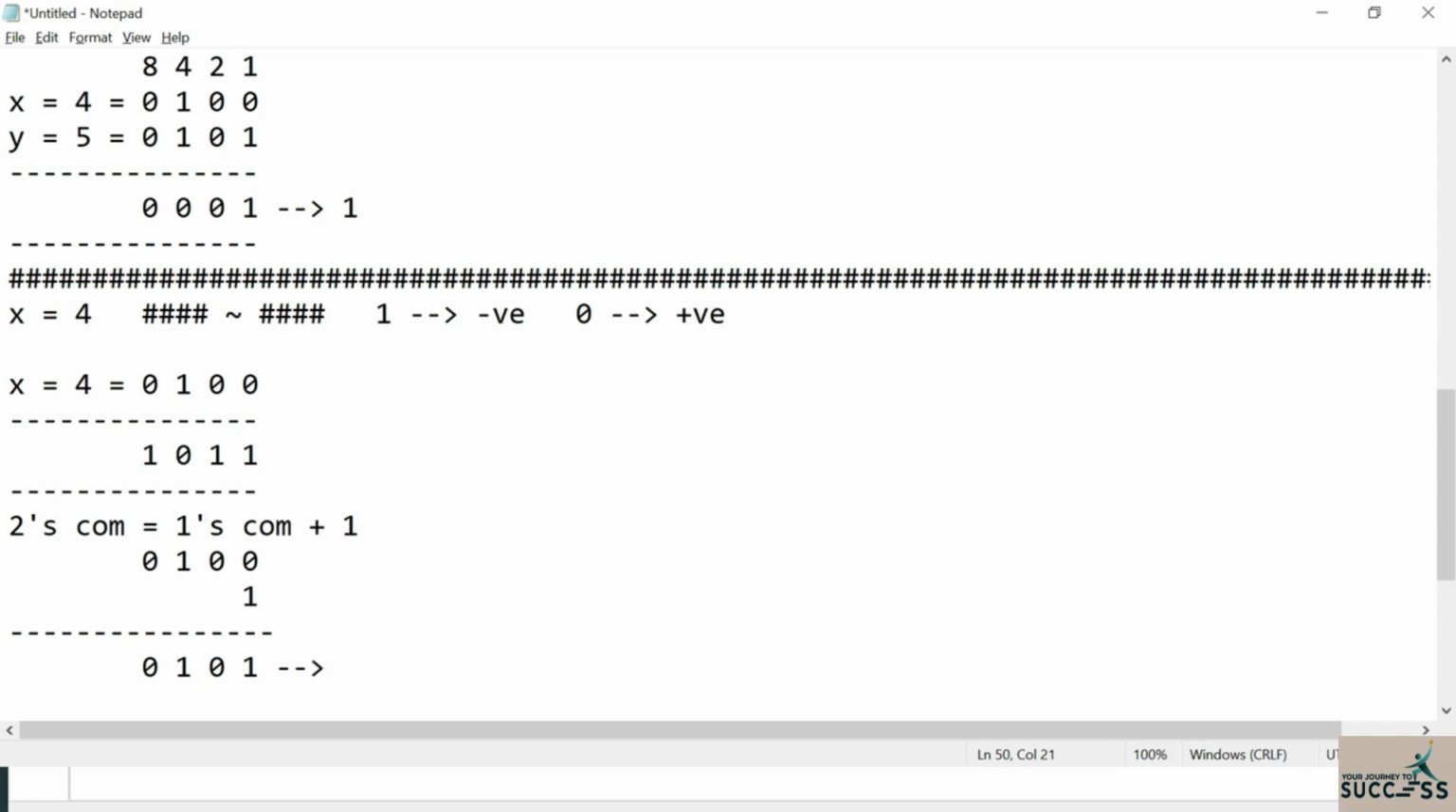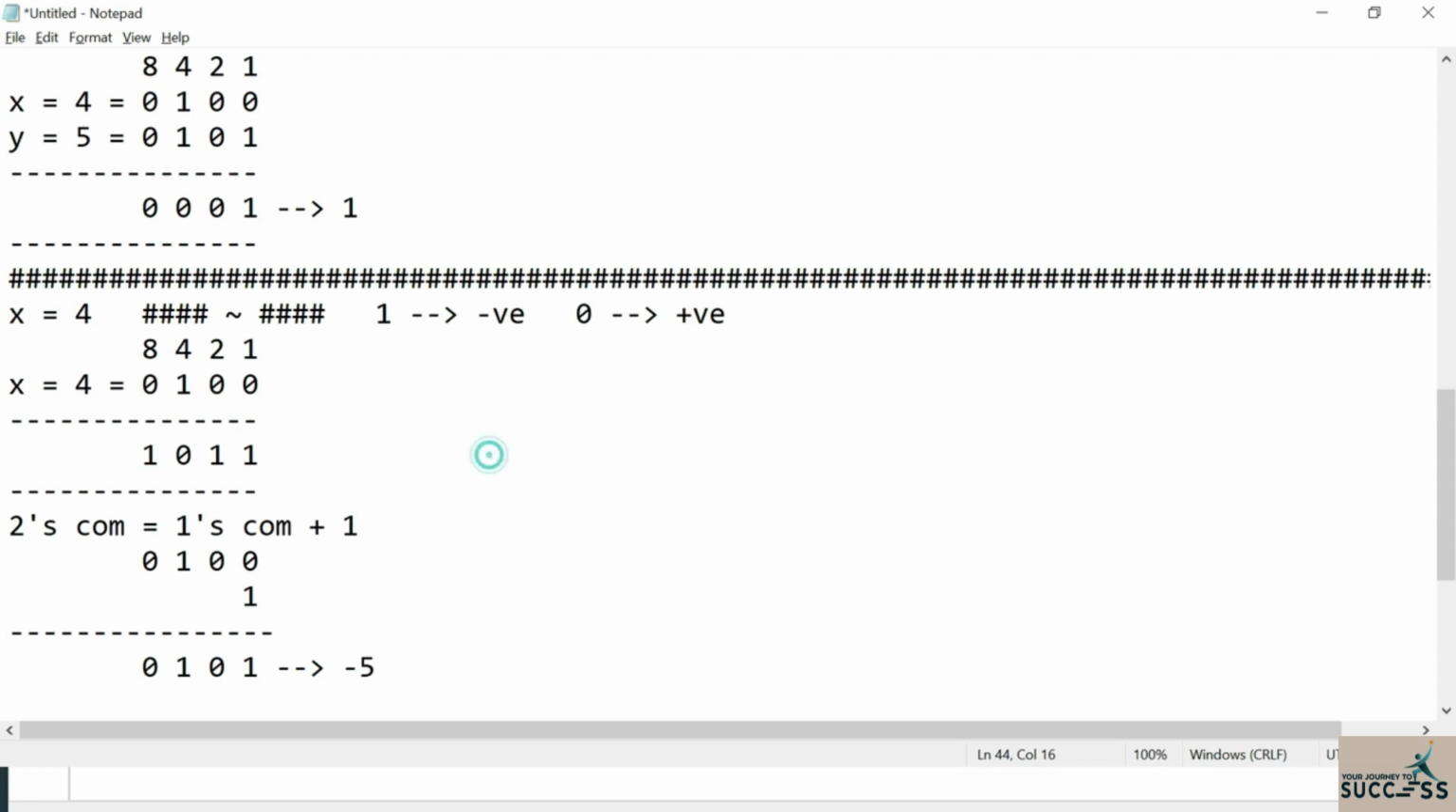0 1 0 1 means what? 2 power 0, see here the values are 8, 4, 2, 1. So in this case the value is 1 0 1, so 4 and 1. We need to add 4 and 1, which is nothing but 5. Since it is a negative number, we need to put minus 5. So if we find the complement for 4, my output will be minus 5.